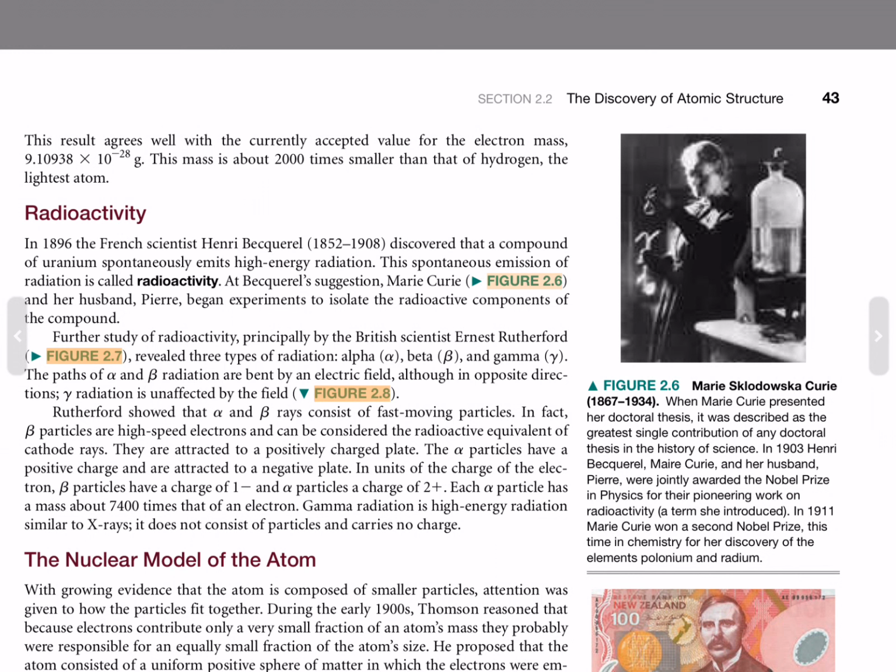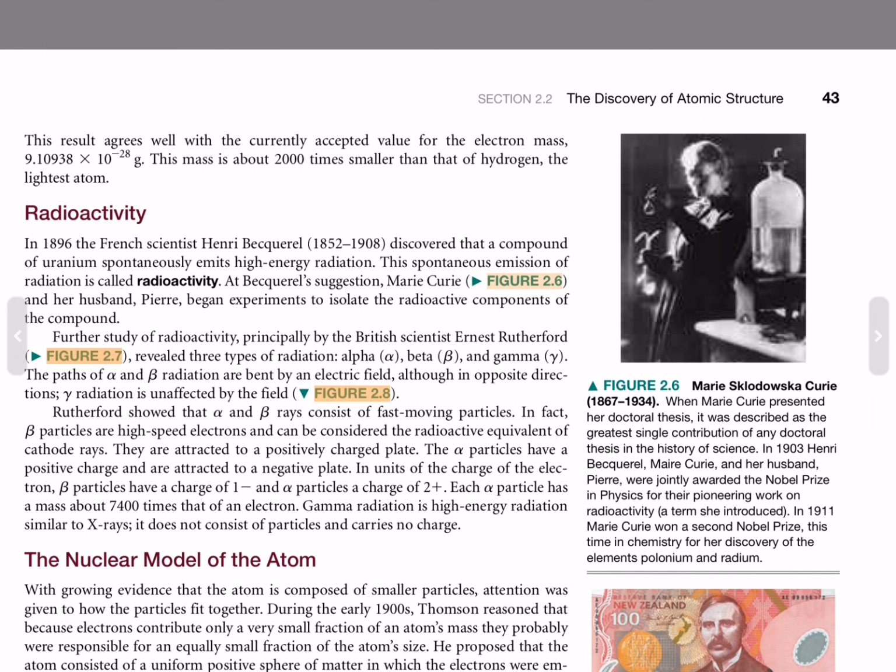They are attracted to a positively charged plate. The alpha particles have a positive charge and are attracted to a negative plate. In units of the charge of an electron, beta particles have a charge of -1 and alpha particles a charge of +2. Each alpha particle has a mass 7,400 times that of the electron. Gamma radiation is high-energy radiation similar to X-rays. It does not consist of particles and carries no charge.